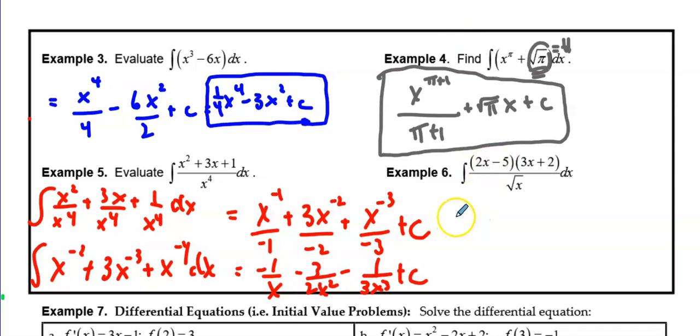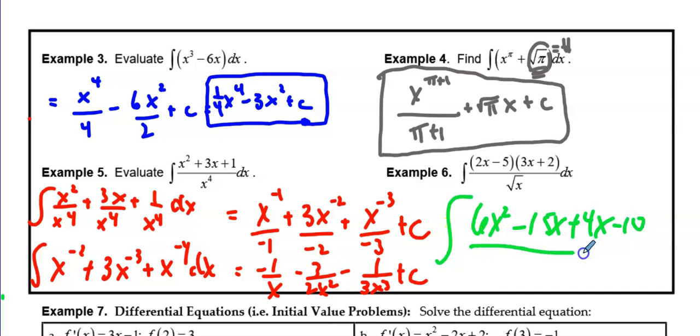So I'm not going to do example number 6 with you guys, but I'm just going to show you how to do it. All you have to do here is FOIL. And so you'll get 6x squared minus 15x plus 4x minus 10. And you're going to rewrite this as x to the 1/2 power. And you do it exactly like you did number 5. It's kind of atrocious, this question, because then you're going to do this over x to the 1/2, this over x to the 1/2, 4x over x to the 1/2, and then negative 10 over x to the 1/2.